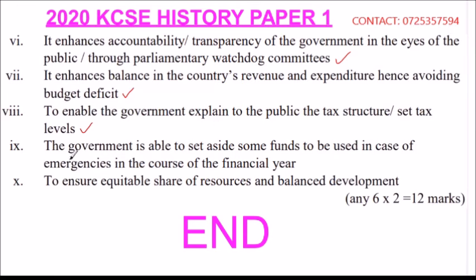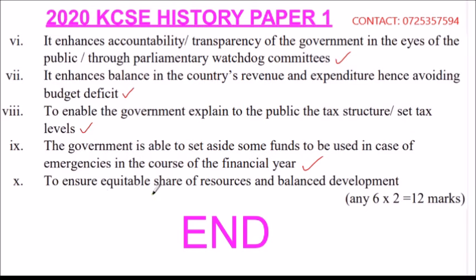Number 9, the government is able to set aside some funds to be used in case of emergencies in the course of the financial year. For example, when COVID came, it is something that was not budgeted. Unexpectedly it came, so the government is able to use these funds that have been set aside to cater for such emergencies.